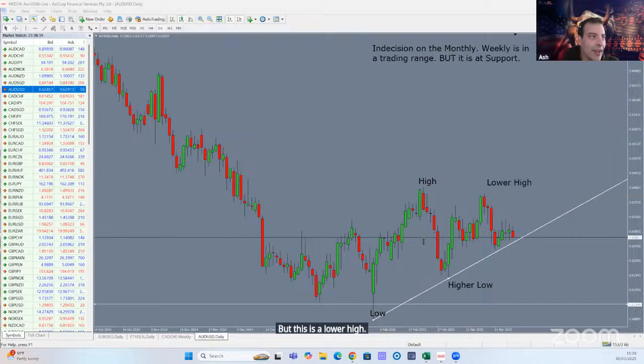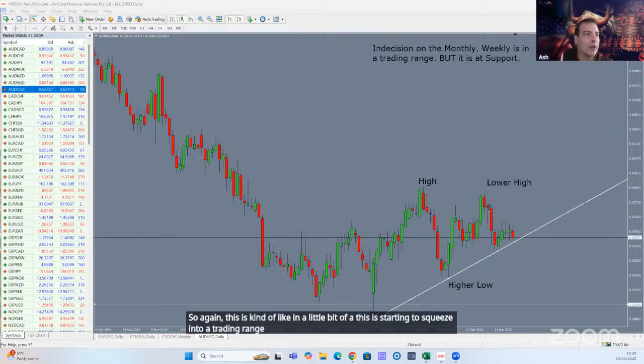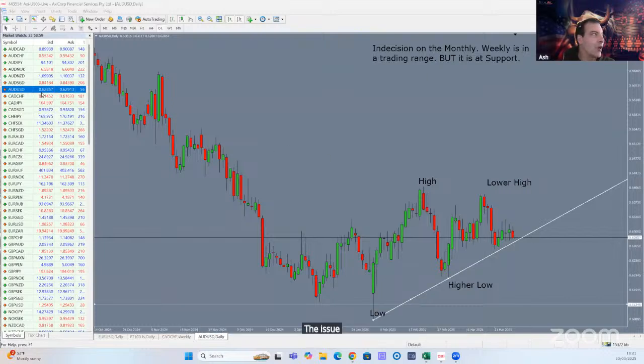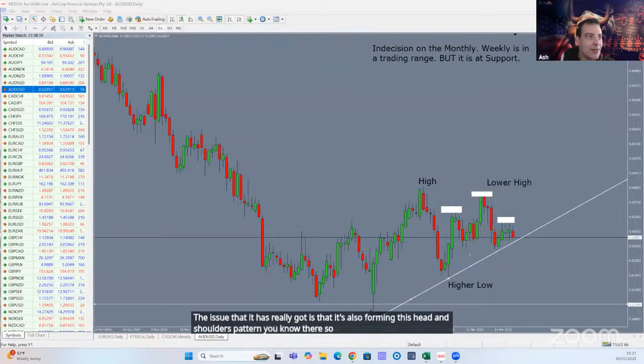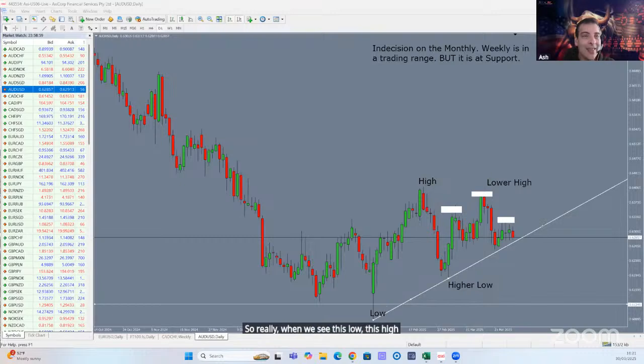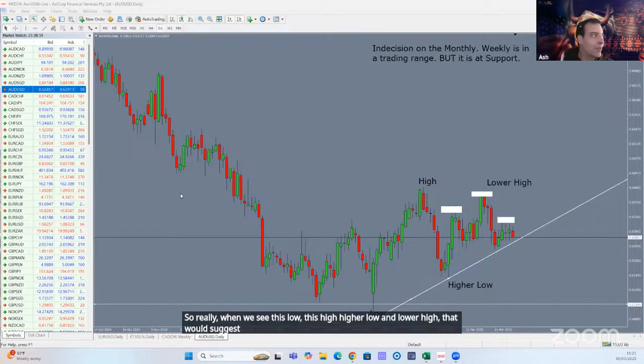So again, this is starting to squeeze into a trading range. So what we're really looking for with something like this, even though this could be a trade to the upside on that support, the issue that it has really got is that it's also forming this head and shoulders pattern there. So that's also a negative sign. That would suggest that we could break through this low and just keep coming down. So really, when we see this low, this high, higher low and lower high, that would suggest we got something like a pennant.